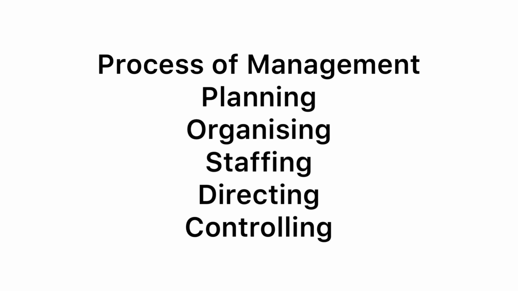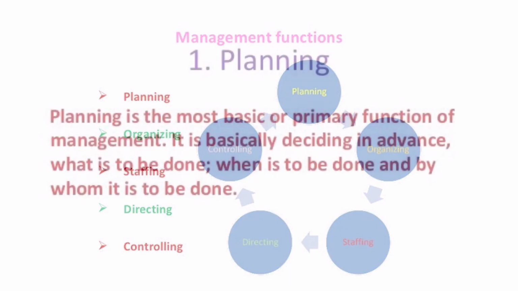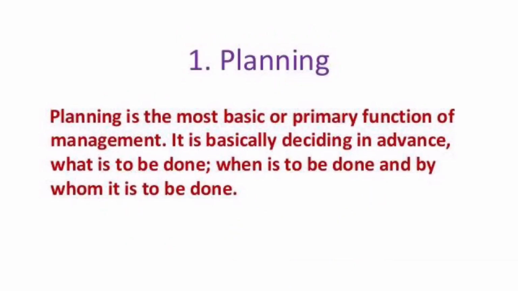Now let's talk about the process of management. It includes the five activities, that is planning, organizing, staffing, directing, and controlling. These are also known as the functions of management. Let's discuss them one by one. So, the first one is planning.